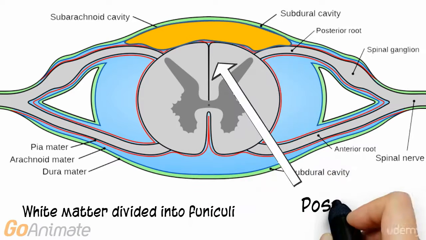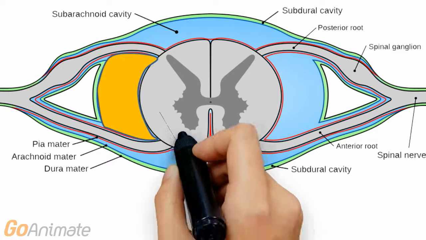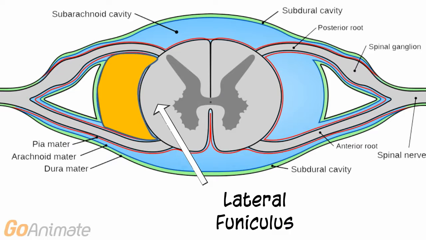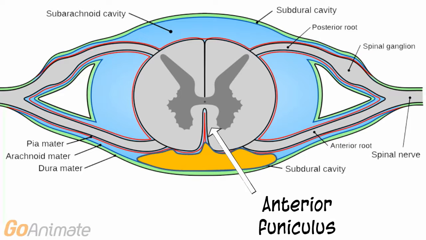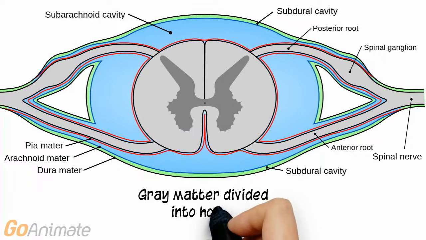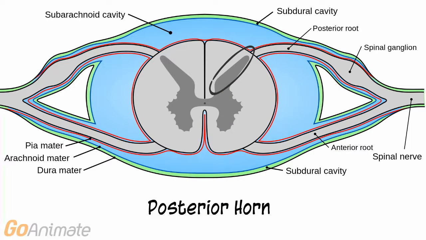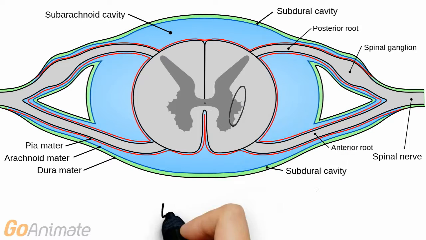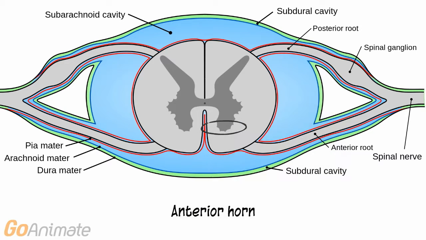The white matter is divided into areas called funiculi. Here is the posterior funiculus. Here is the lateral funiculus. Here is the anterior funiculus. The gray matter is divided into horns. There is a posterior horn, lateral horn, and anterior horn.